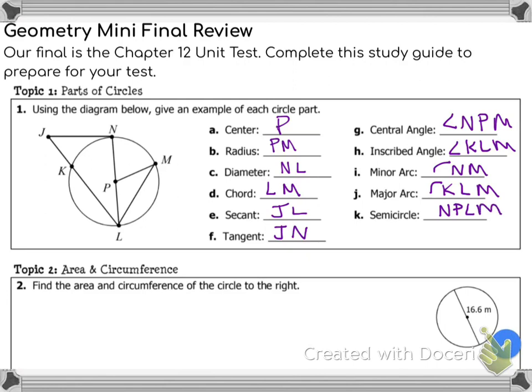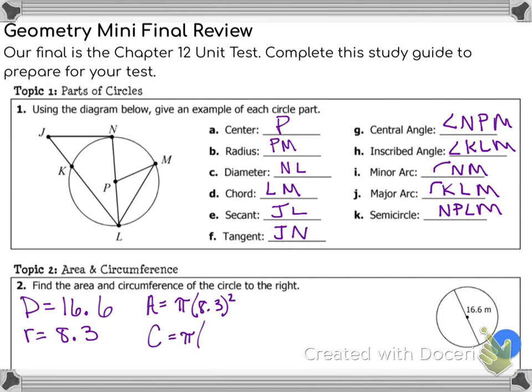The area and circumference. Pi r squared sounds like area to me. If you need a circumference, just use pi d. My diameter is 16.6, so that means my radius is 8.3.